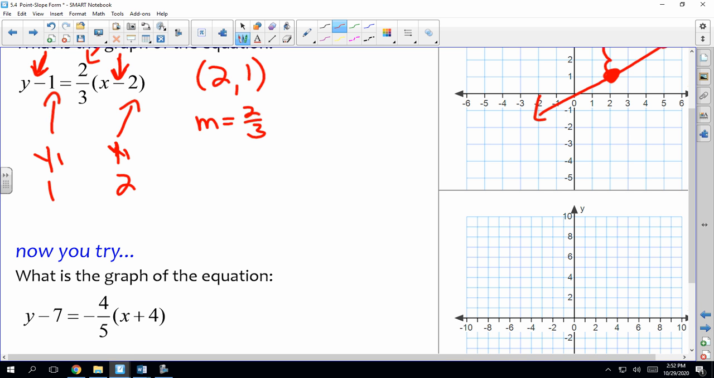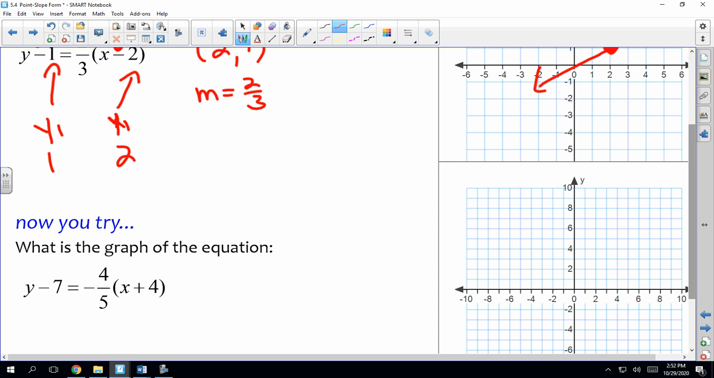It's part of your notes. But it says, what is the graph of the equation y minus 7 equals negative 4/5 x plus 4? Now remember, my equation would have had to have been this. Because of the minus sign in there, it would have been in this form originally. So the x minus a negative 4 is what gives me a plus.